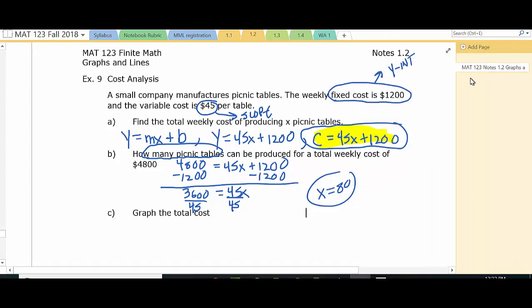That's a linear cost function. Everybody understand that, okay? So if it's a linear cost function, you immediately think y equals mx plus b. What's the fixed cost? Y-intercept. What's the variable cost? Slope. You'll see that throughout the semester, and you want to make sure you have that in mind.